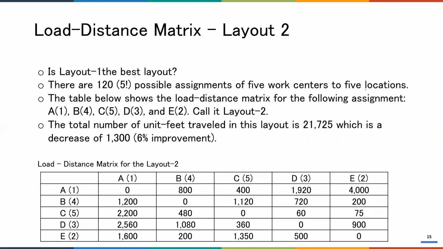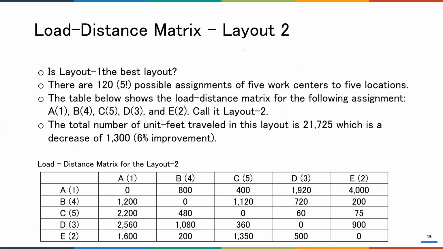Okay, so the question will be, is layout one the best layout? Because when we talk about this, there will be a number of possibilities, right? When we have 5 locations and 5 workstations, then we have roughly 5 factorial possibilities, which makes it around 120 possible assignments. And then what can we do? Probably what we can do is do either trial and error, or do other things.